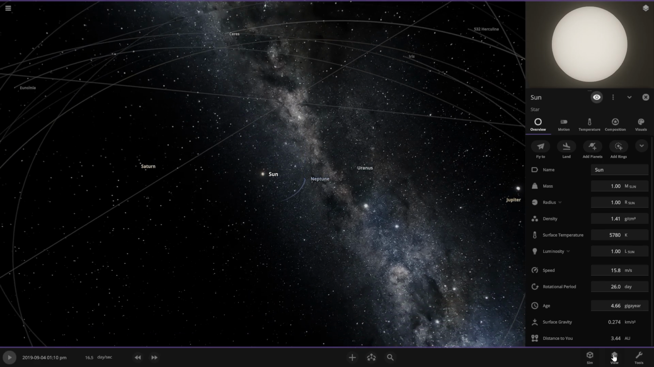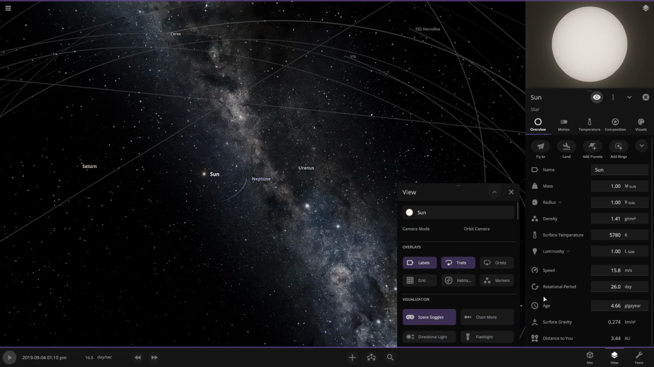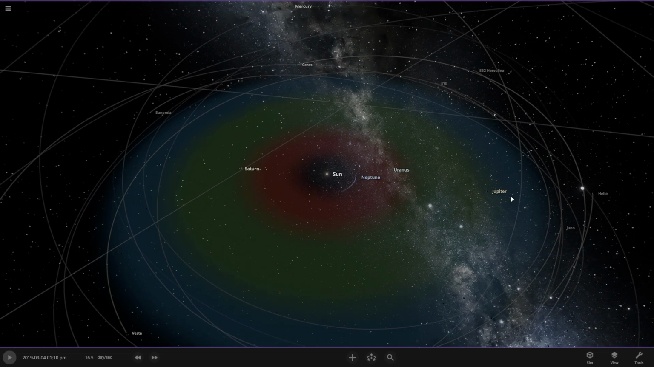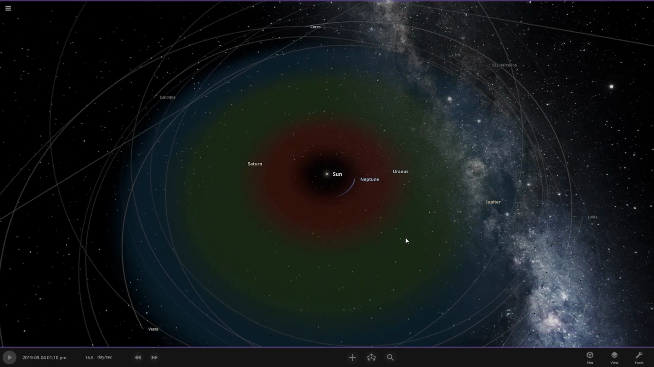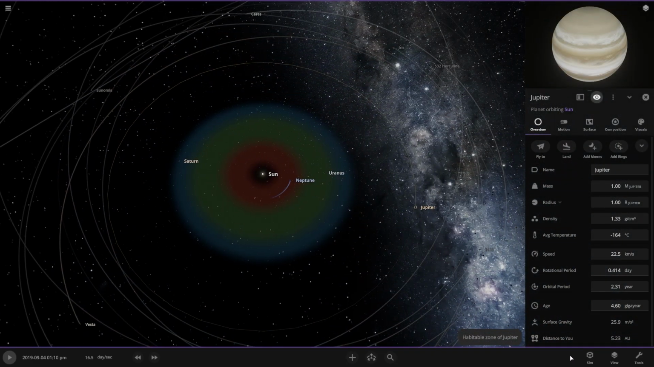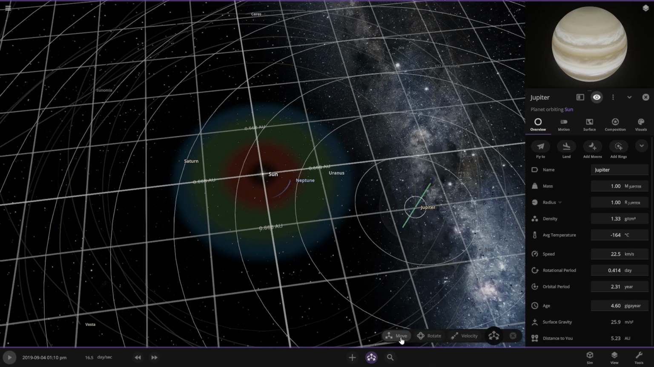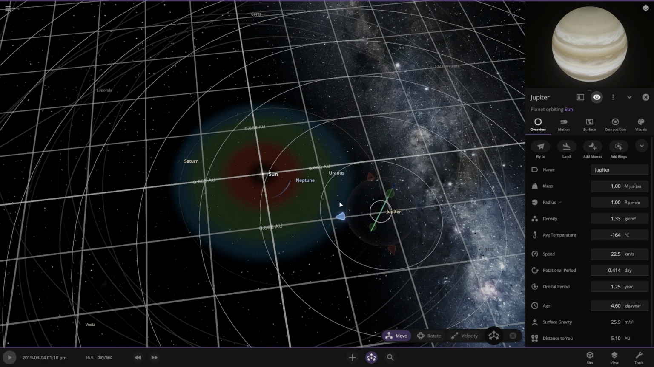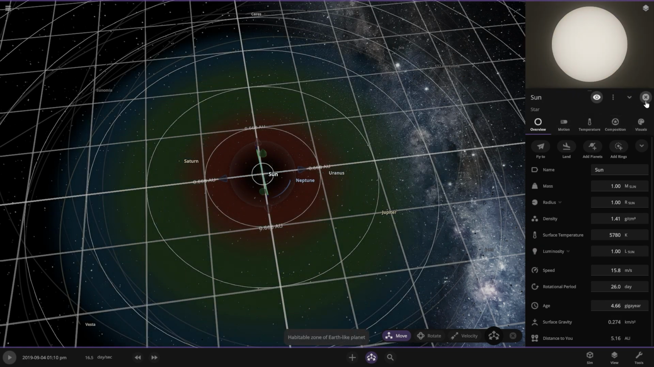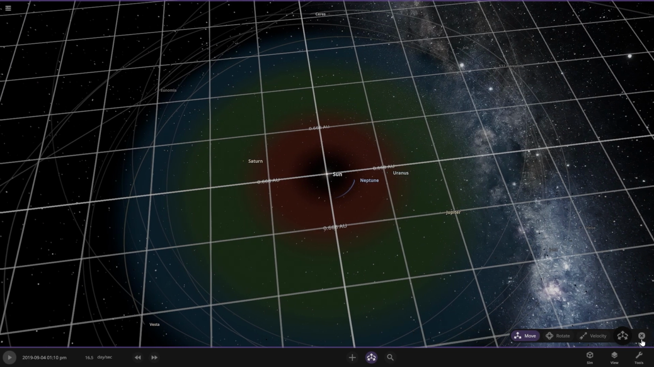Okay, let's turn on the habitable zone and let's see which planet is in it. Okay, nobody. Why is nobody? Let's put the Jupiter in the habitable zone. Okay, I think it's done. Yeah. Jupiter is in the habitable zone.